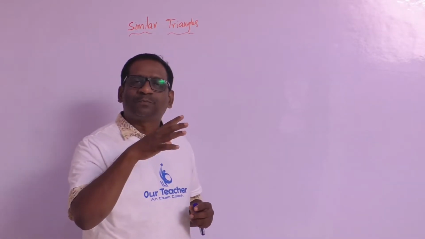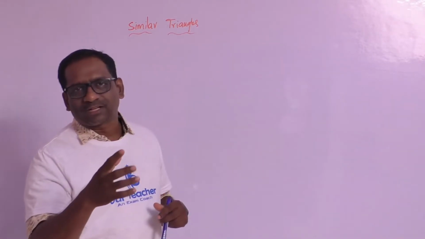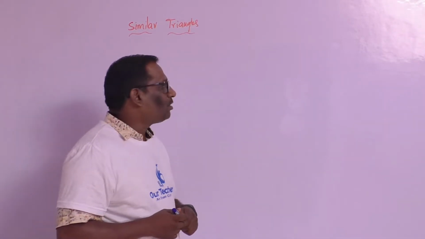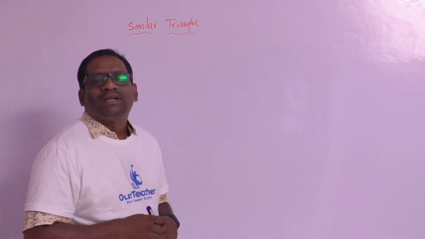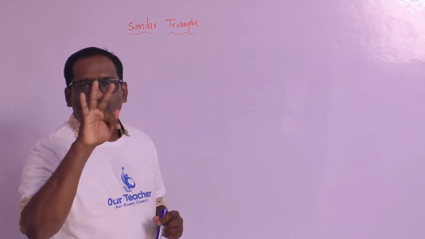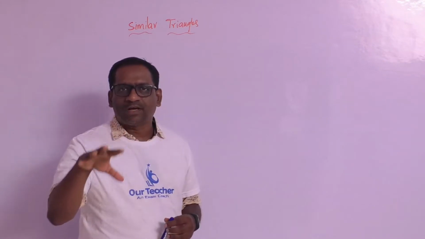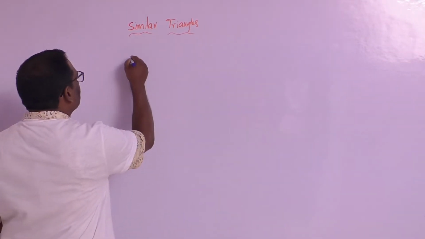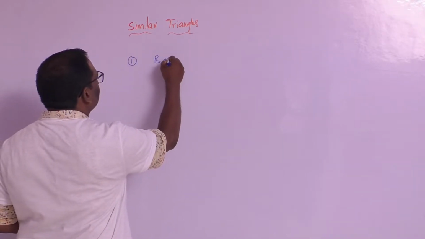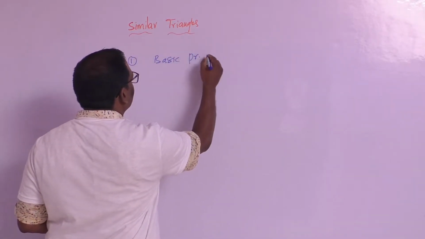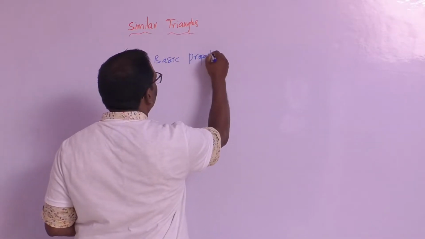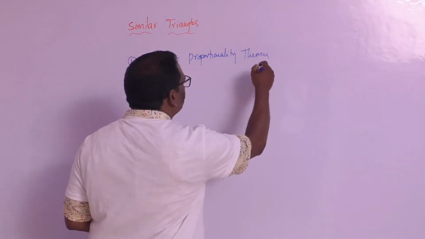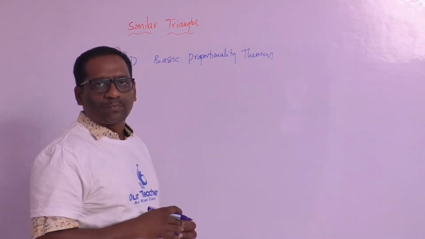When the corresponding sides are in proportion or when the corresponding angles are equal, then we can say the two triangles are similar. Now in this chapter mainly we will discuss three theorems. The entire chapter will revolve around these three theorems. The first one is the basic proportionality theorem. So what is the basic proportionality theorem?